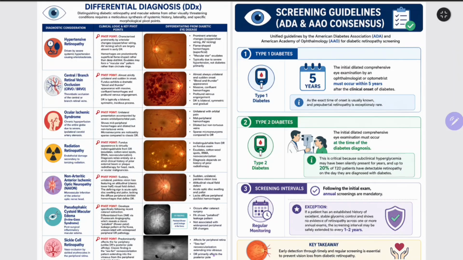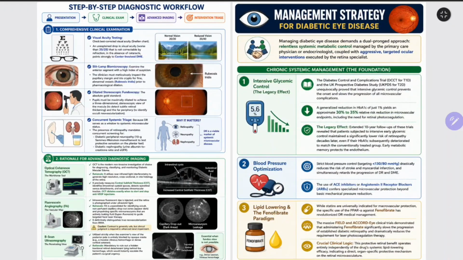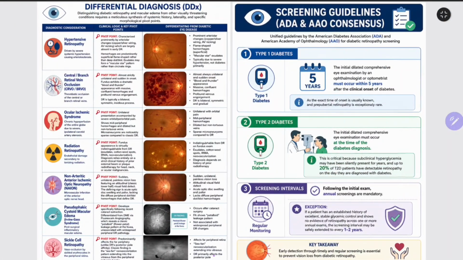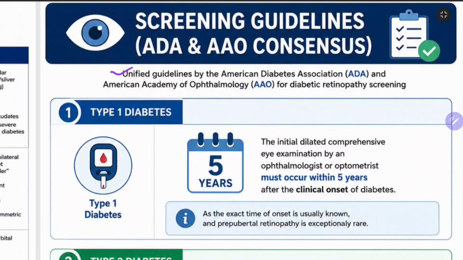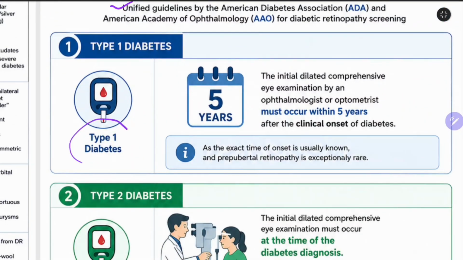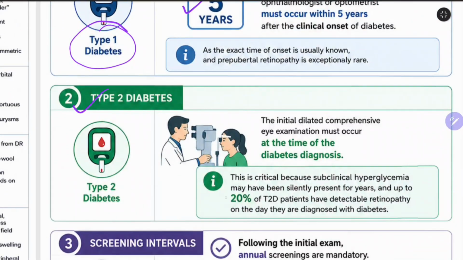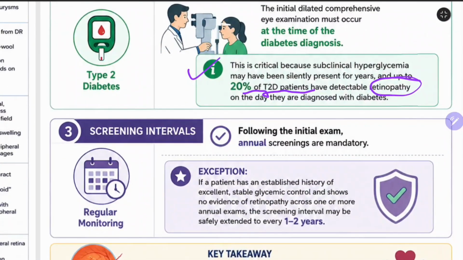Now coming to screening guidelines. We'll move fast. These are the unified guidelines by the American Diabetes Association (ADA) and American Academy of Ophthalmology (AAO) for diabetic retinopathy screening. For type 1 diabetes mellitus, screening should start after 5 years. For type 2 diabetes mellitus, screening should start at the time of diagnosis, because 20% of type 2 diabetes patients may have diabetic retinopathy at diagnosis. Regular monitoring should be done annually, and if the patient has good HbA1c control, you can extend to 2 years. So these are the screening guidelines.